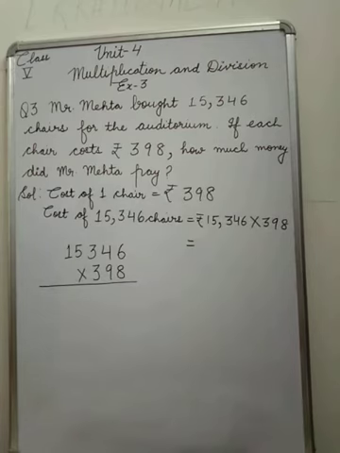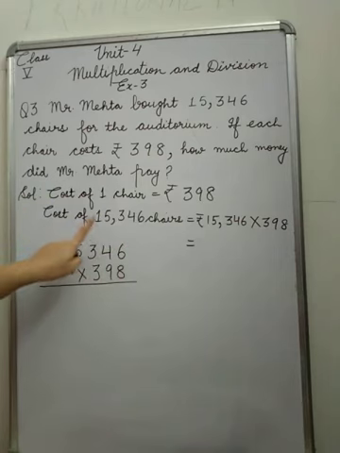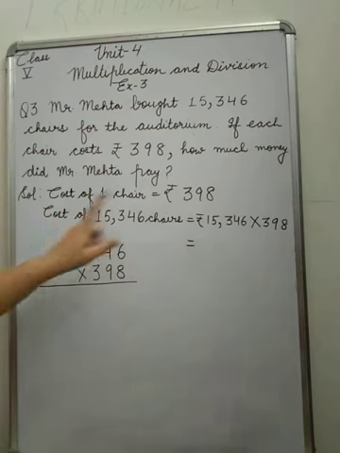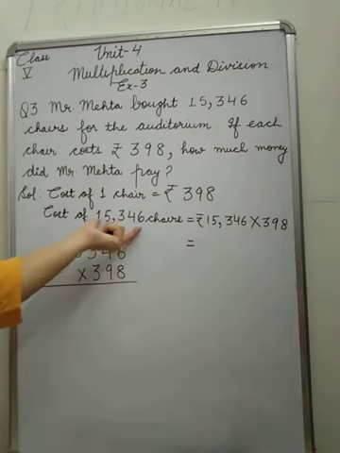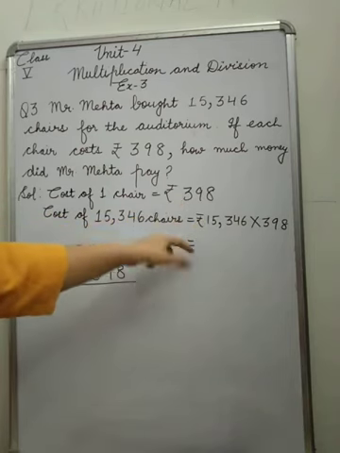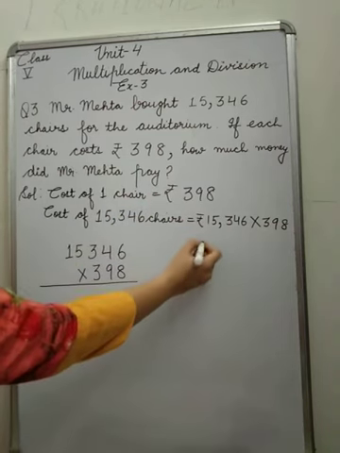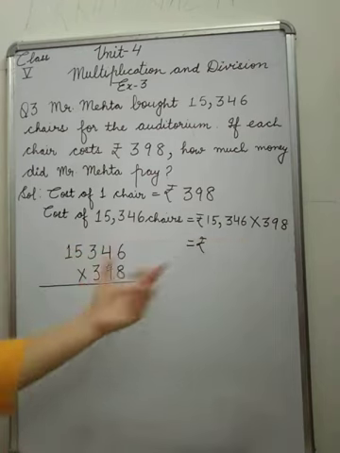Now see, cost of one chair, rupees 398, it is given. Cost of 15,346 chairs, how will you find? If the cost of one thing is given to you, how to find for more? Simply multiplication. So multiply this number with the cost of one thing. So that will give you the cost. That means the answer will be in rupees. Now multiply this. Firstly write in this manner. Write this number above and that one below.